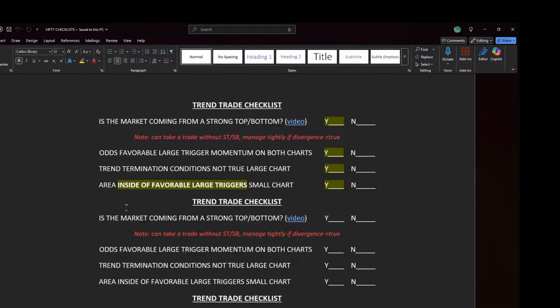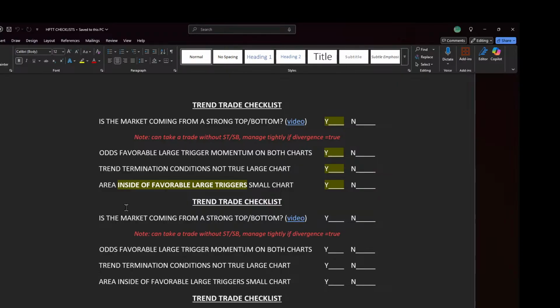Is the market coming from a strong top or bottom? Do I have strong triggers? Are there no termination conditions? Area inside of favorable large triggers. Guys, I want you to, and you don't have to, can't make you do anything, but every time you take a trade, I want you to address these four things.